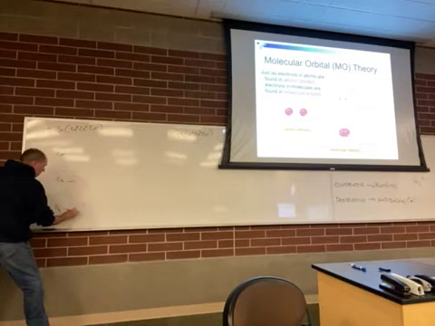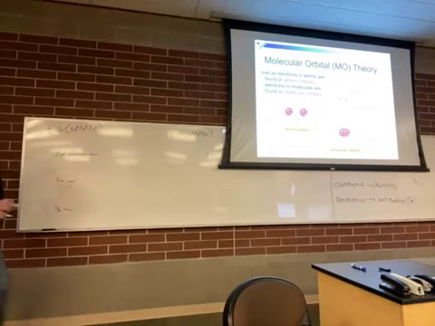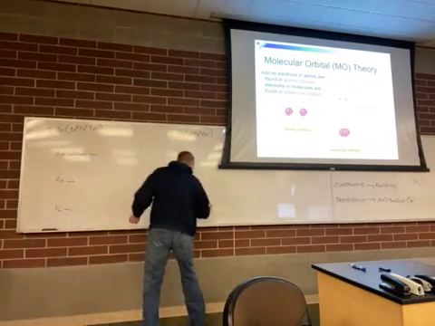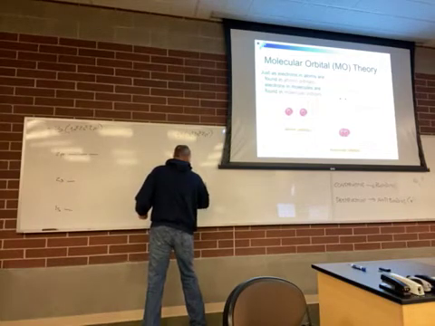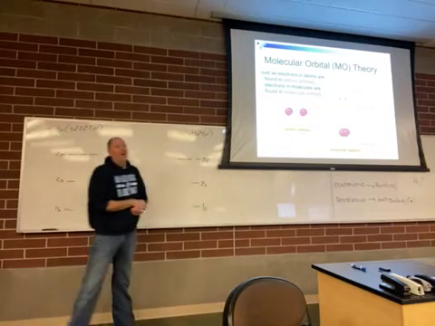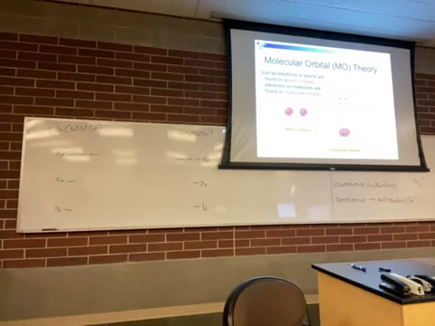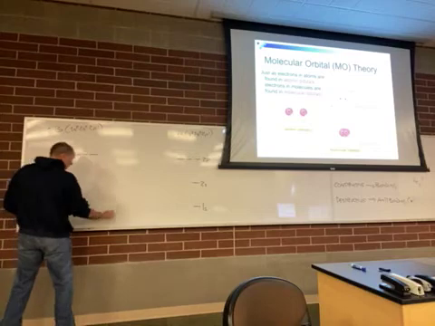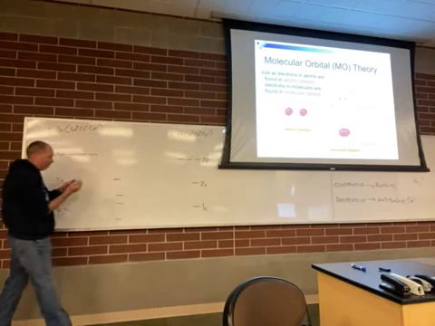1s, 2s, 2p. 1s, 2s, 2p. So how many atomic orbitals do I have? 10. I have to have 10 molecular orbitals. Okay? So we already saw these. We have this guy and this guy, this guy. I'm just crunching them down.